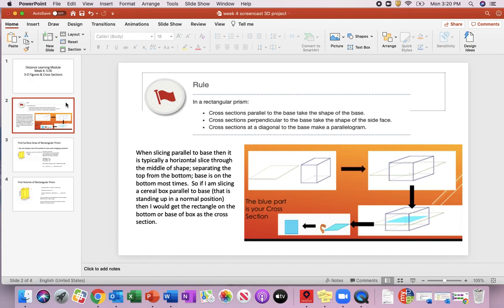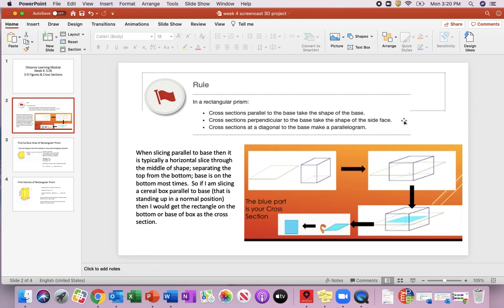These have been cut and pasted from the PowerPoint lesson that goes through cross sections. This rule was actually taken from there. Ms. Stanton has also highlighted it in her document about this week's lesson. So the rule is, and we're focusing for this video solely on the rectangular prism, because that is the shape you're supposed to do for your project.